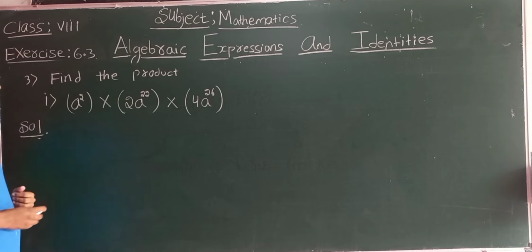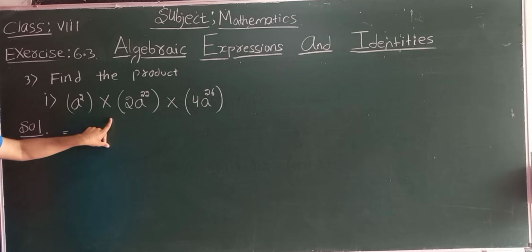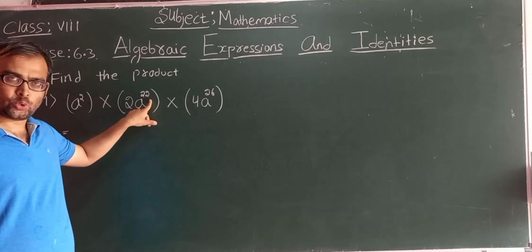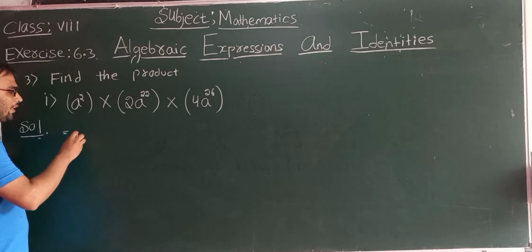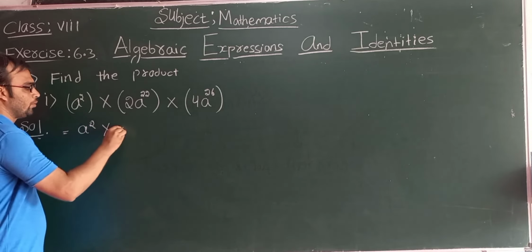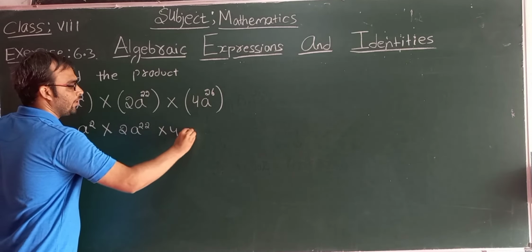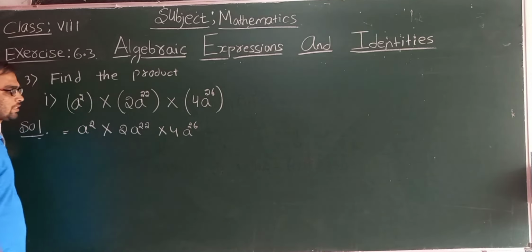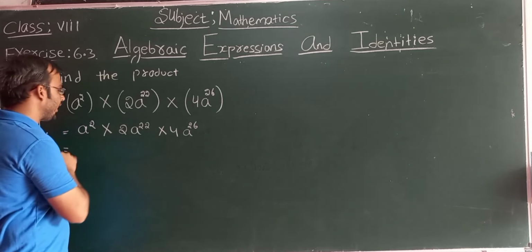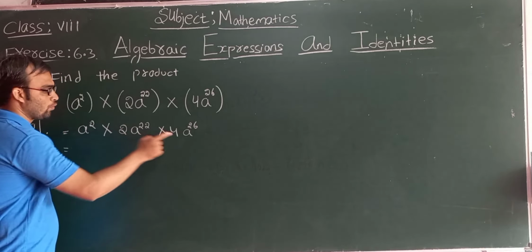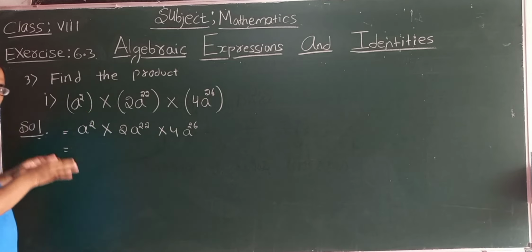Okay, so now let us solve the first one. What they have given? A square into 2a to the power 22 into 4a to the power 26. Now we'll rewrite it. Students, you can multiply this one directly, like here nothing is there, means 1 is there, so 1 2s are 2, 2 4s are 8. But to avoid confusion, I will tell you in a simple way.